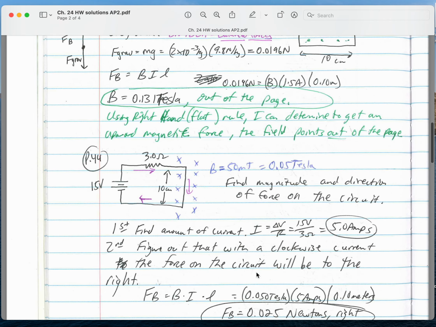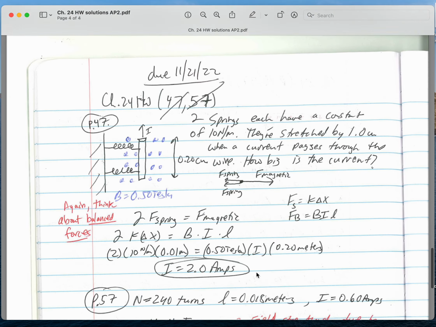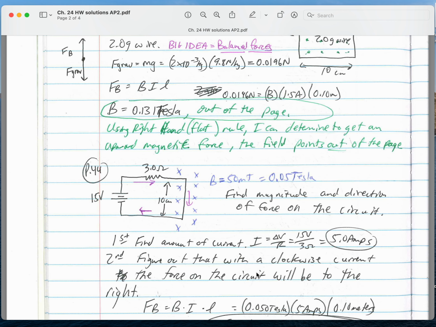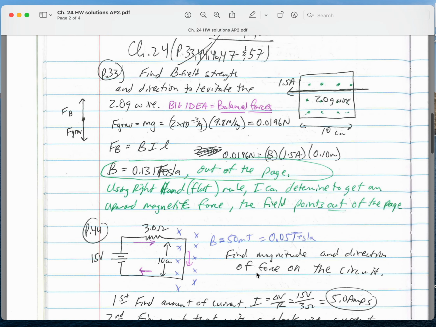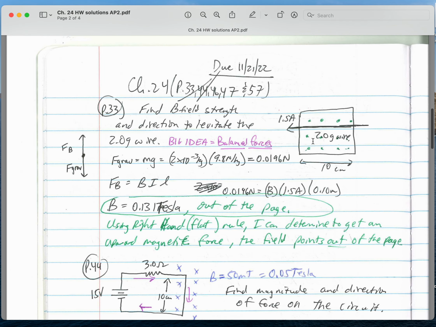Problems 33, 34, 46, 47 deal with forces acting on things in a magnetic field. Problem 33 deals with a wire. It's got a current going to the left of 1.5 amps. It says it's a 2-gram wire, and you're asked to figure out, if that's going through a 10 centimeter length of magnetic field, what's the amount of current?